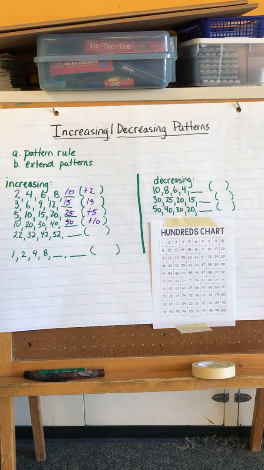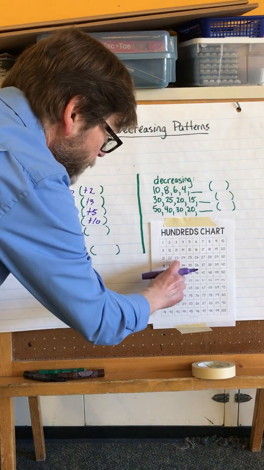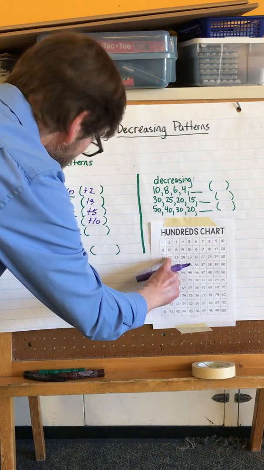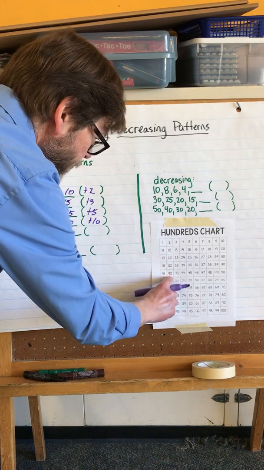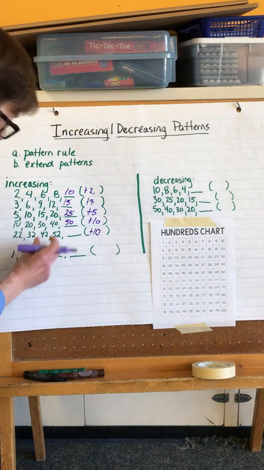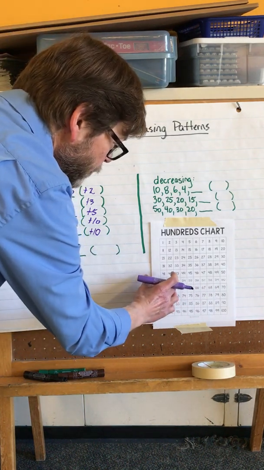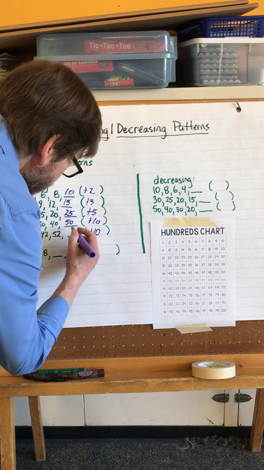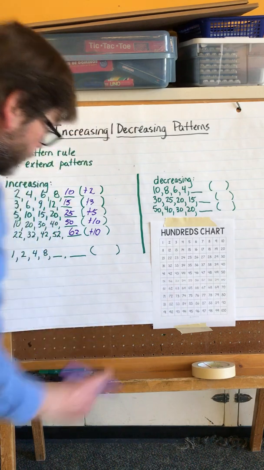Now I get a little tricky on you here with a couple of my questions, and it's like this one. I go 22, 32, 42, 52. So watch what happens here. I'm going down one row every time, so I know I'm going plus 10. And so to find my next number, to extend my pattern from 52, I'm going to go down one row, 62. Or I could count it, 52, 1, 2, 3, all the way to 62.